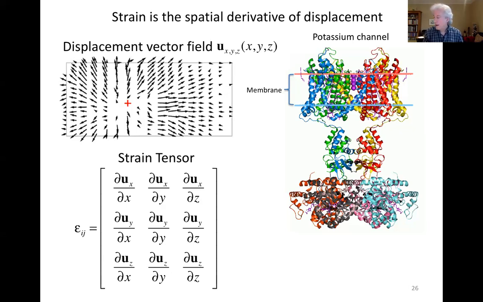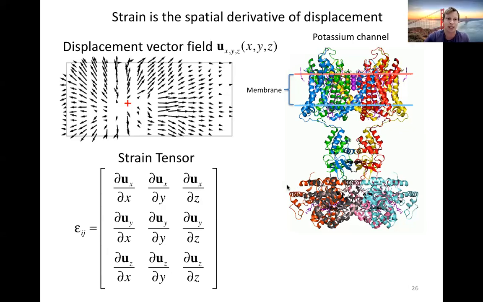There are actual biological strain sensors. So Miriam Goodman's lab has used them. Basically, a molecule that will, based on whether it gets stretched or not, change its fluorescence. And that wouldn't necessarily give you all of the components of this strain tensor, but it would tell you the local strain in the region of that molecule.